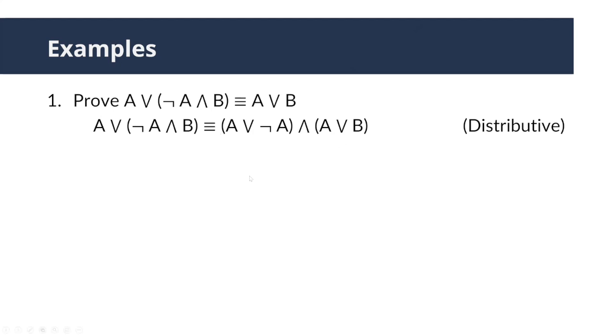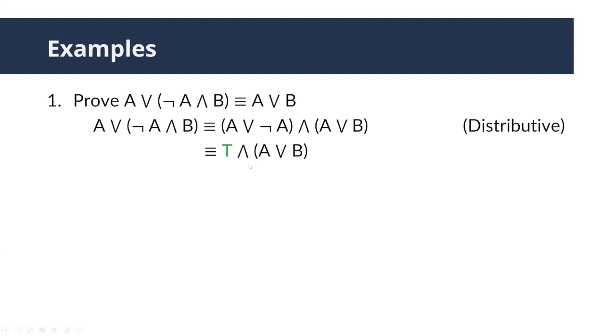Then next, what do we do? It seems like we cannot apply any one of the 9 equivalence laws to further transform this. However, we can still apply what we learned from other videos. For example, this one, what is it? A or not A? It is always true because that's a tautology. Therefore, you can transform this into this.